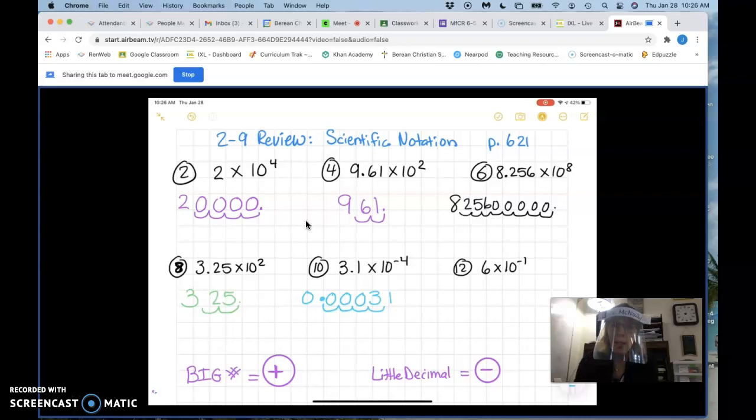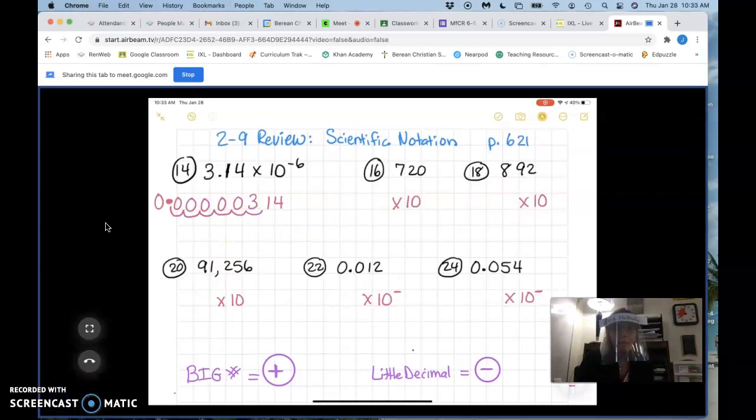Anybody? Just say it. 0.6. Yes. So remember, my decimal is always sitting right here at the end, my imaginary decimal. And if I move it one place to the left, because it's negative, then I end up with 0.6.